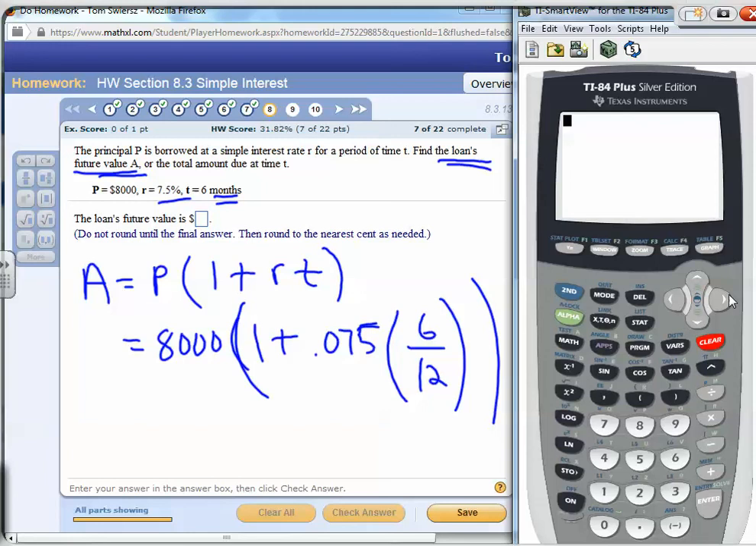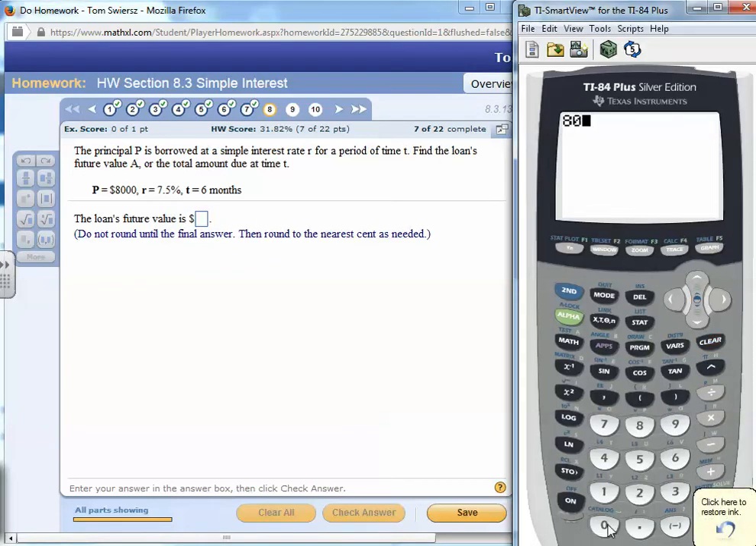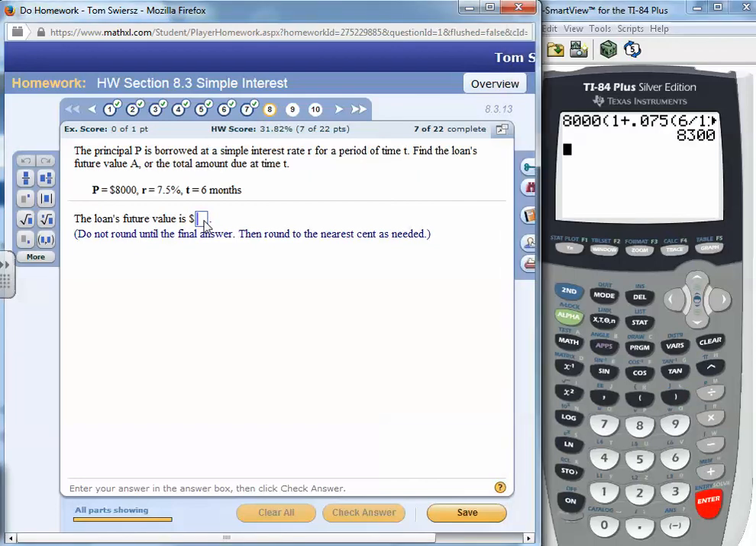Again, I can do it all in one step on the calculator using parentheses. So I have 8,000, left paren, 1 plus 0.075 times 6 divided by 12 for the time of 6 months, and then another right paren to close off the entire 1 plus RT quantity, and I get a future value of $8,300.